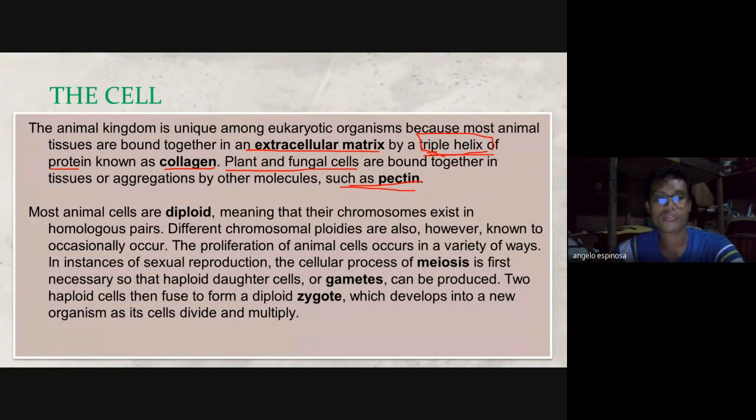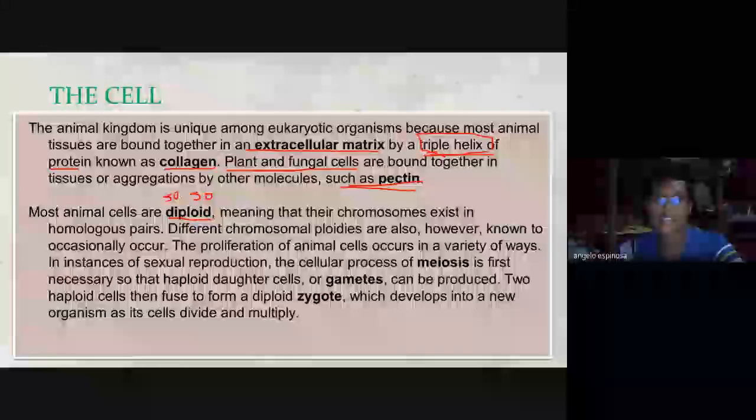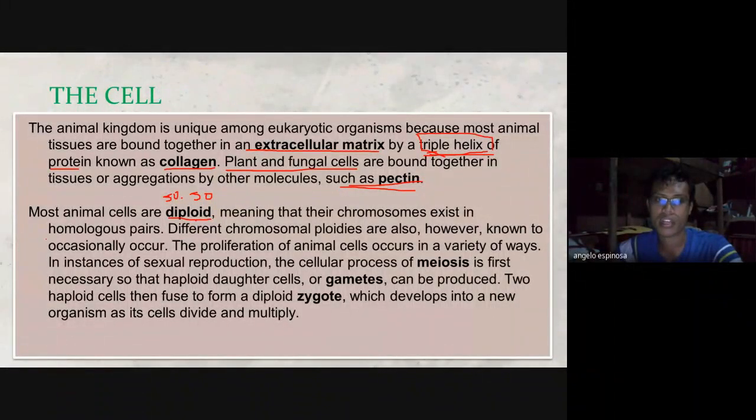Okay, so most animals are diploid. When you say diploid, it is whole, which is 50-50, okay? Or the works of mitosis. Meaning that their chromosomes exist in homologous pairs. So they exist as homologous 50, that will give you 100%. And different chromosomal ploidies are also known to occasionally occur.